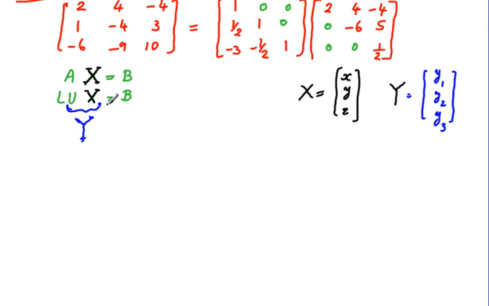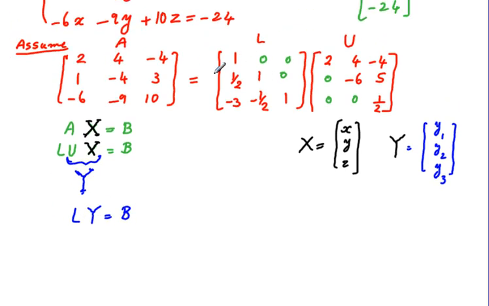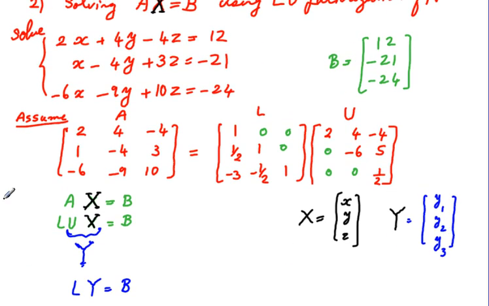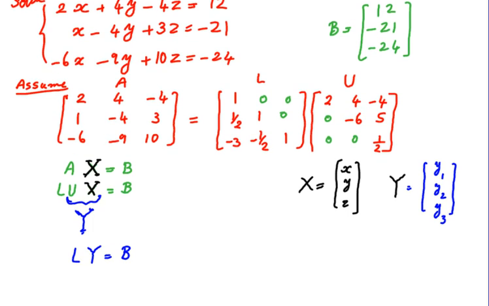What becomes of my equation? My equation by now is L times Y is equal to B. So who is L again? L is this lower triangular matrix. Who is Y? Some other vector of unknown quantities. Who is B? B is my original right hand side. Whatever I got here, I still have it here too.